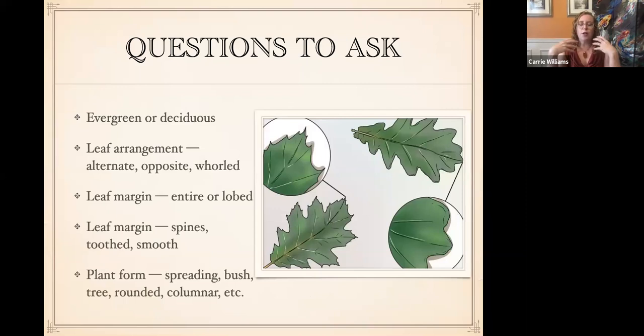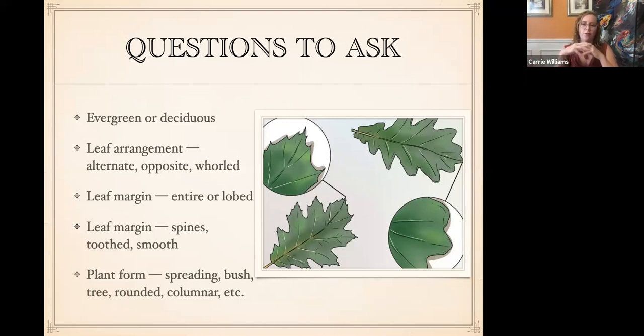So some questions you can ask yourself when you're first trying to figure out what is this plant? Well, is it evergreen or deciduous? Evergreen means that the plant is going to be green all year, versus deciduous means that the plant is going to drop its leaves. If it's in the wintertime, that's a fairly easy thing to figure out. If there's leaves on it and it's January, it's probably evergreen. Whereas in the summertime, both evergreen and deciduous plants are going to have leaves on it.